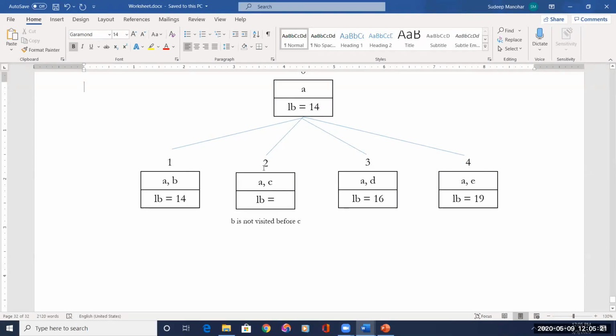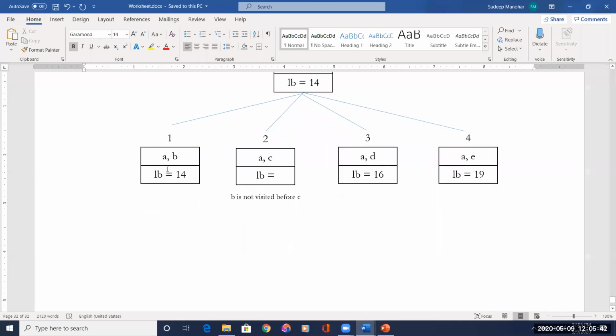So this is not a live node because we don't consider this. It is a non-promising node. So 14, 16, and 19, these three are live nodes, out of which the promising one is the one having the lesser lower bound, because this is a minimization problem. You have to consider 14. 14 is lesser, so from this we will move further.